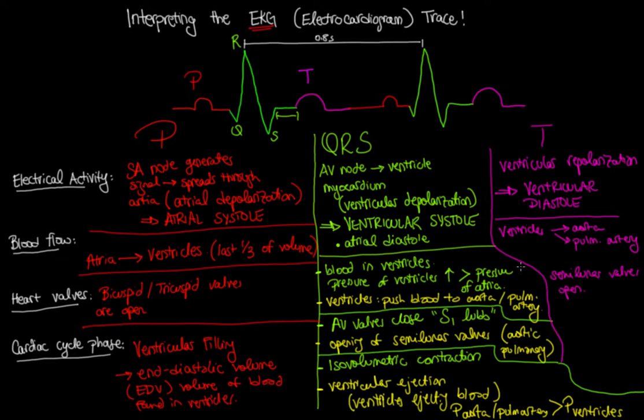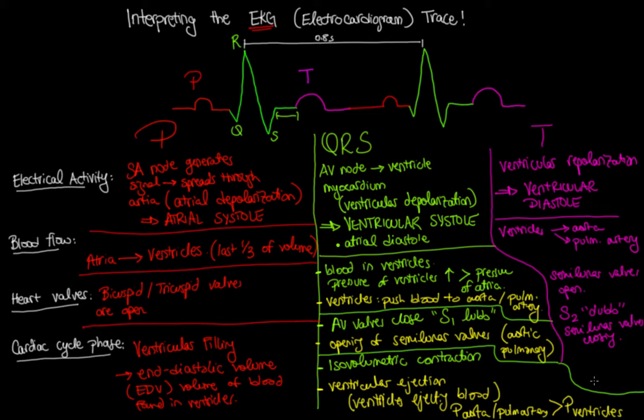But shortly after, there's another phase towards the end of the T wave, and this is where pressure in those arteries is going to be so high that they're going to shut the semilunar valves, and so this is going to result in the second heart sound, S2, dub sound. So this is going to be as a result of semilunar valves closing. And this will take place immediately after the T wave.